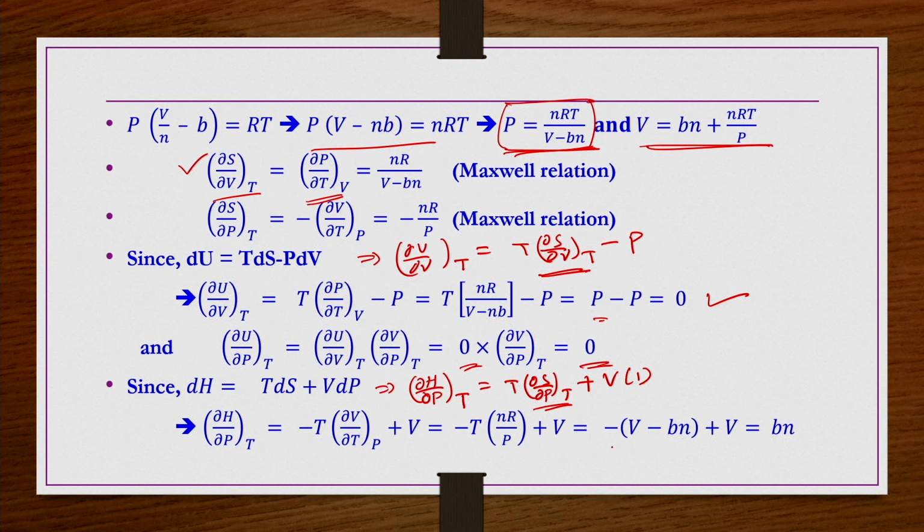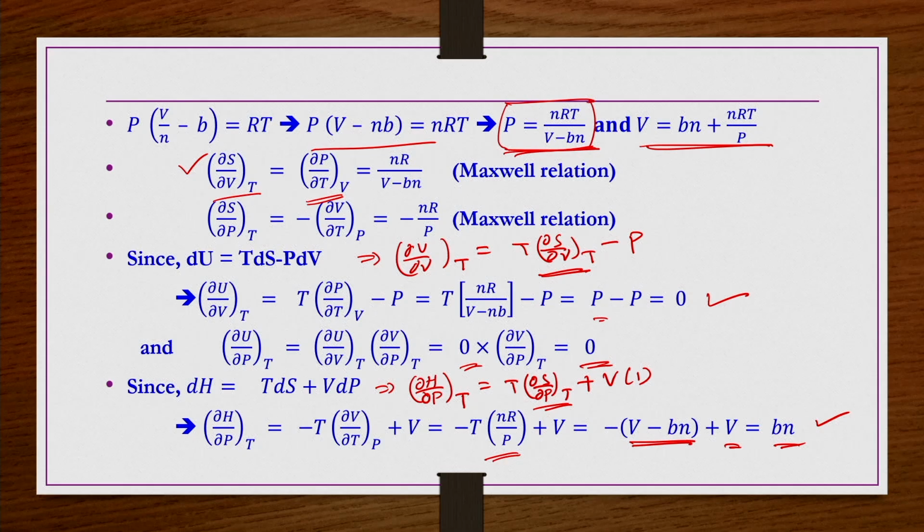Okay. So, then we get minus of minus V minus Bn plus V, because nRT/P from the equation of state that is given is nothing but V minus Bn, and then this V is as it is. So, then this Bn is there. So, these partial differential quantities are obtained, and then absolute quantities can be obtained just by integration.